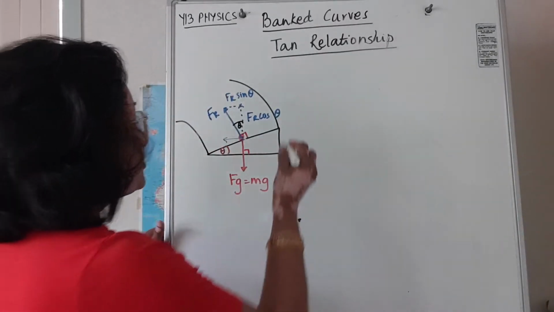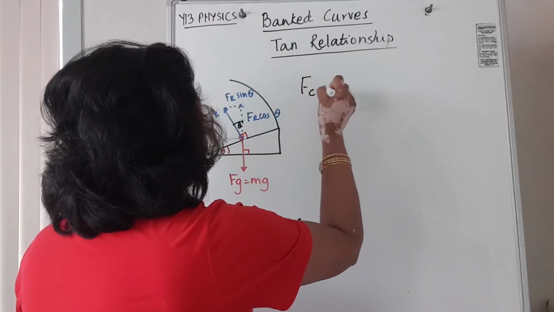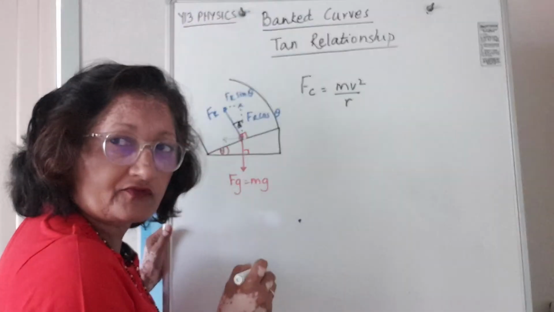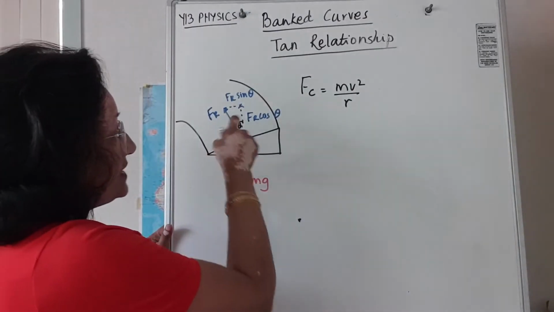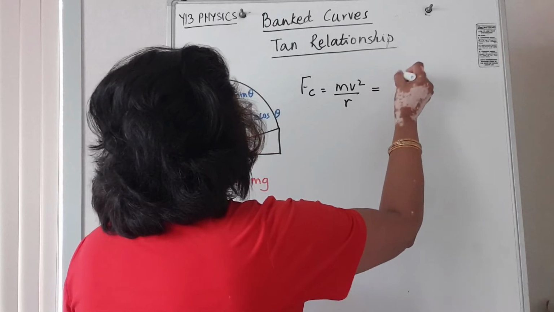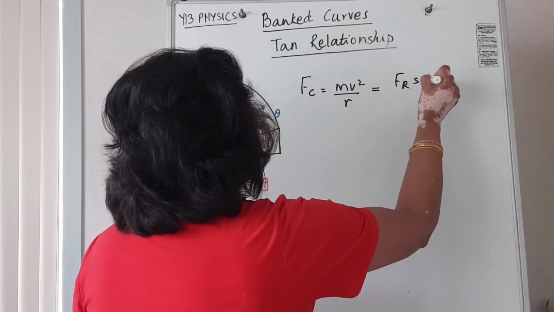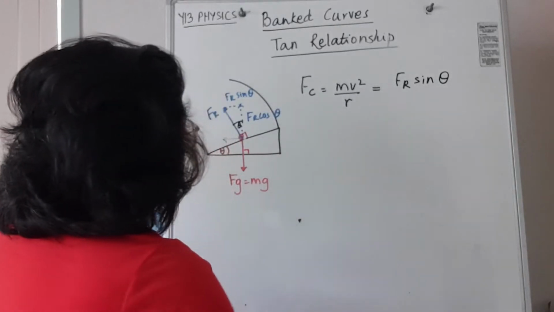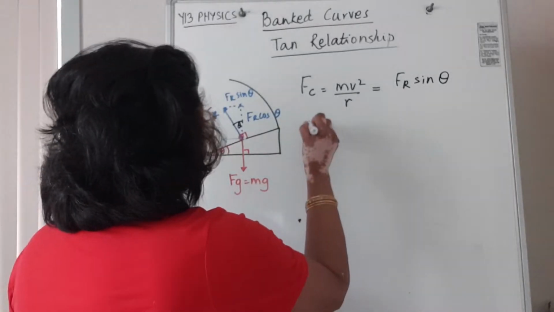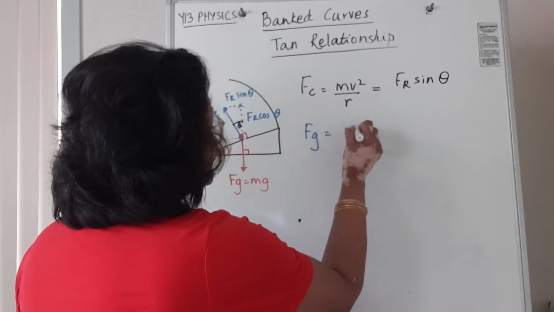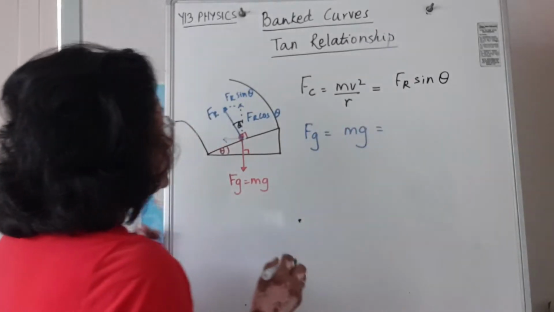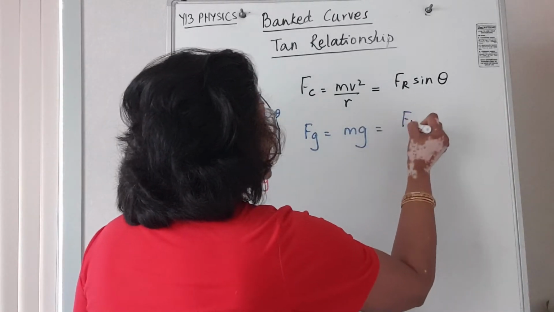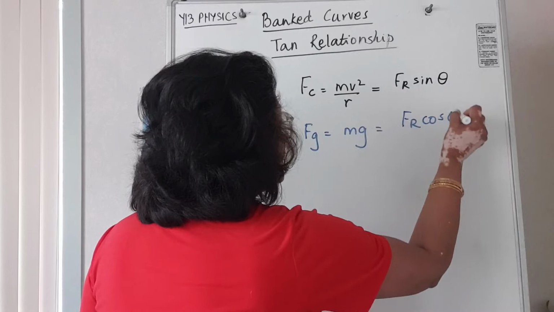Now, we know that Fc is equal to mv squared over r that we've learned before, but we've also learned from here it is the horizontal component of the reaction force, which is Fr sine theta. And then we also know that Fg, your gravity force, is mg, and that is equal to the vertical component of the reaction force. So that is Fr cos theta.